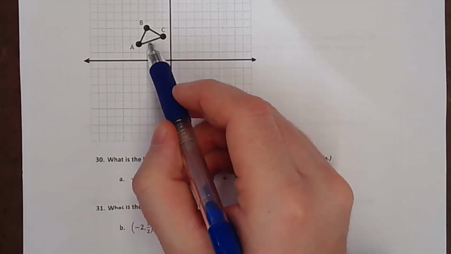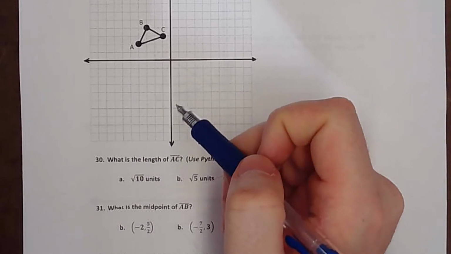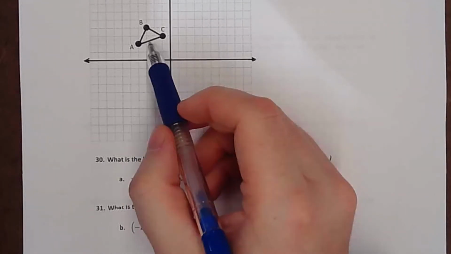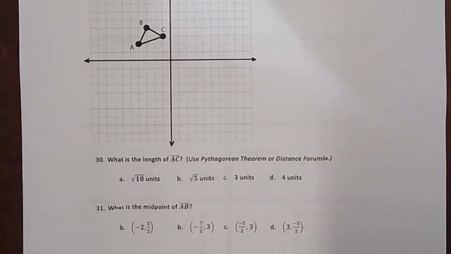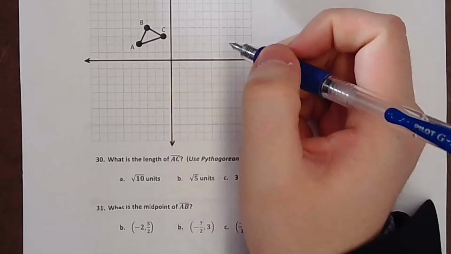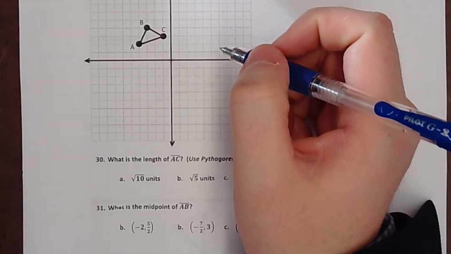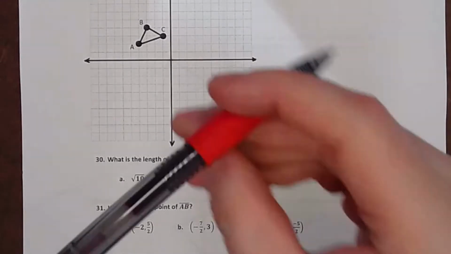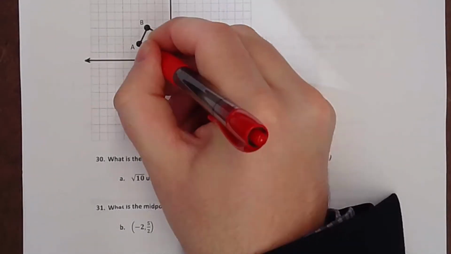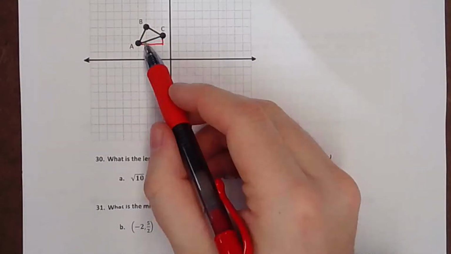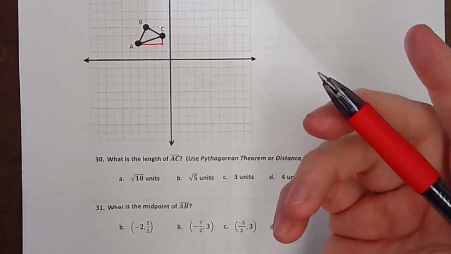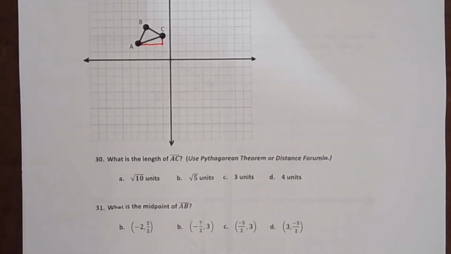Can we just count it? It's a diagonal. We cannot count it. So here's what you do. You can either take those two coordinates and plug them into distance formula. We've talked about that earlier. Or you could be clever. And you could draw this and make it a right triangle. Because now we've got Pythagorean theorem. Remember, Pythagorean theorem, same thing as distance formula, just a little bit easier to use.